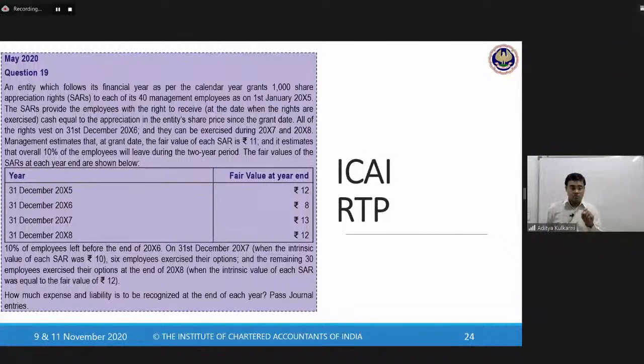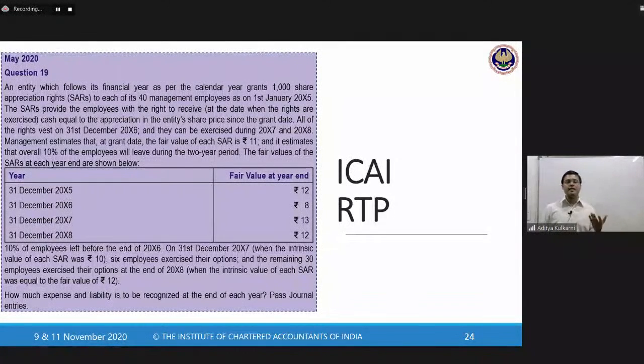Okay, sorry. This is intrinsic value, that is the difference between the market price and your exercise price. My mistake, I rectify myself. They are talking about intrinsic value. Intrinsic value is the difference between market price and exercise price. That can differ. Fair value is the valuation obtained through an option pricing model.